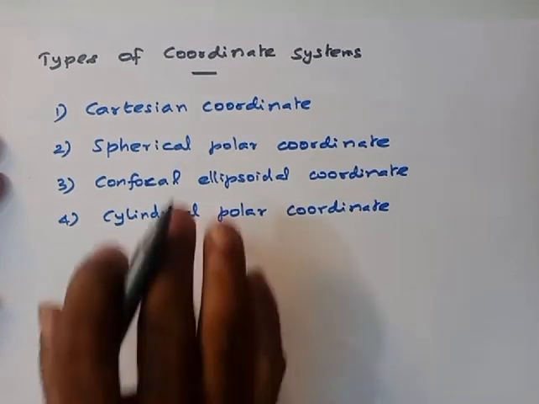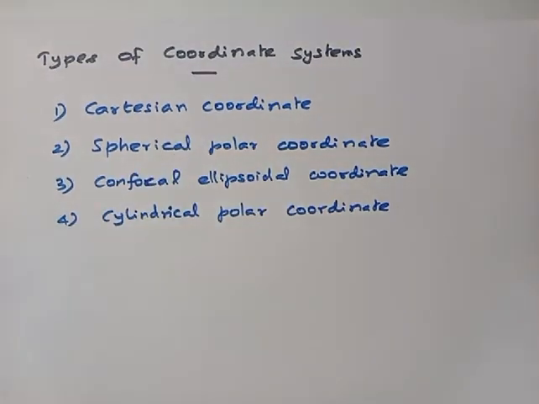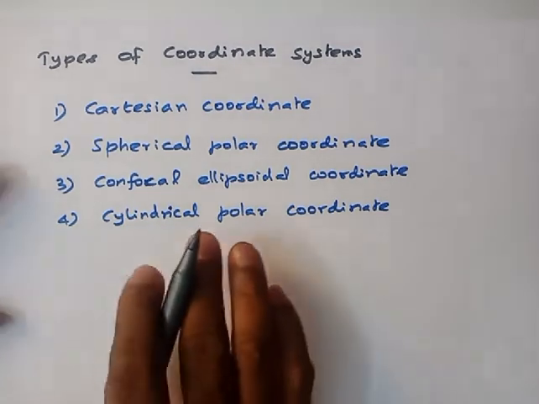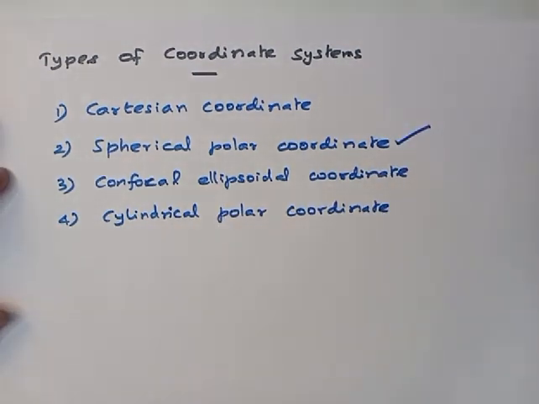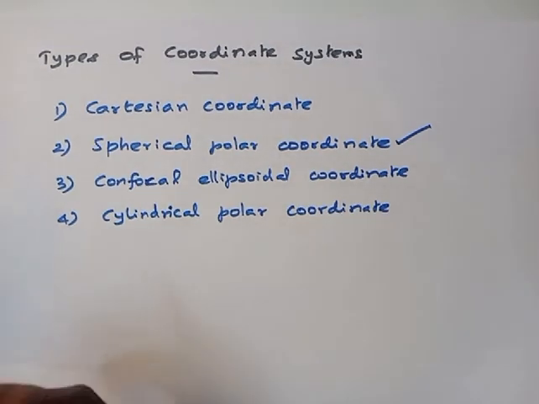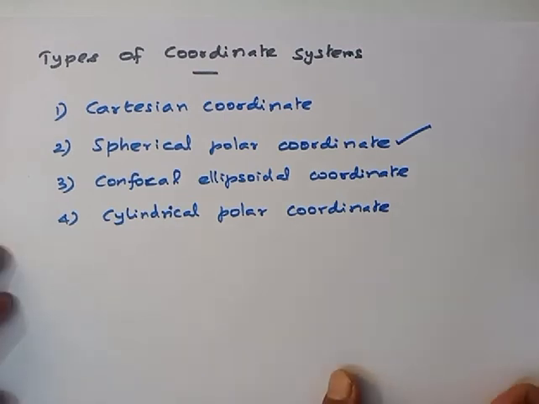So we actually have 4 different types of coordinate system. What I am going to discuss in this lecture is spherical polar coordinate, because often we use spherical polar coordinate in place of Cartesian coordinate to solve Schrodinger equations. So in this lecture I am going to focus only on spherical polar coordinates. Right, so let's get started.